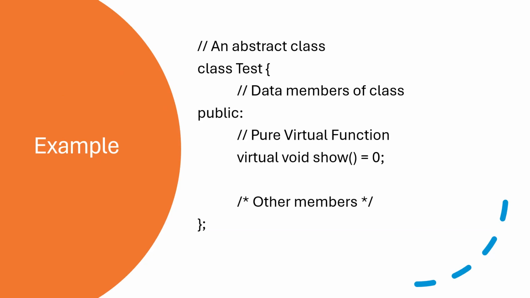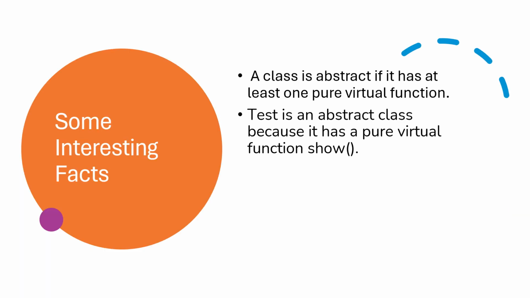Simple example. Abstract class Test. We are using some data members. How are we going to give the pure virtual function? Void show is a function. In front of void show, we declare virtual, and assign equal to 0. So this is a pure virtual function, which we assign to 0.